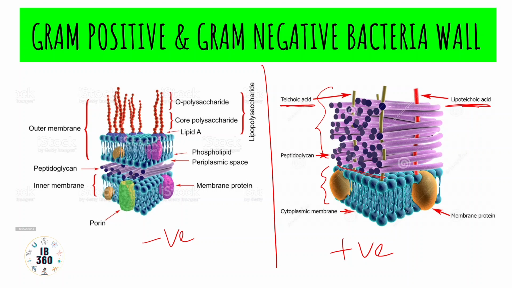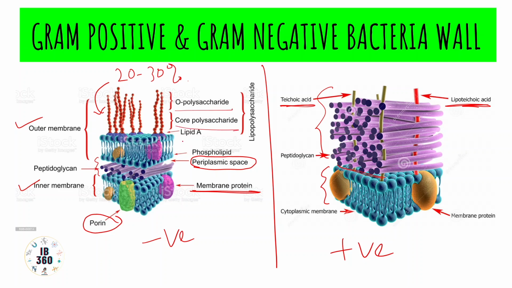When it comes to gram negative bacteria, we have a significant amount of periplasmic space. This region is showing that, and the cell wall is divided into inner membrane and outer membrane. The inner membrane has porin and membrane proteins. The outer membrane has 20 to 30% lipid content, O polysaccharide and core polysaccharide, and these are the lipid depositions throughout the outer membrane. Based on this structural difference between gram positive and gram negative bacteria, we will understand the staining process.